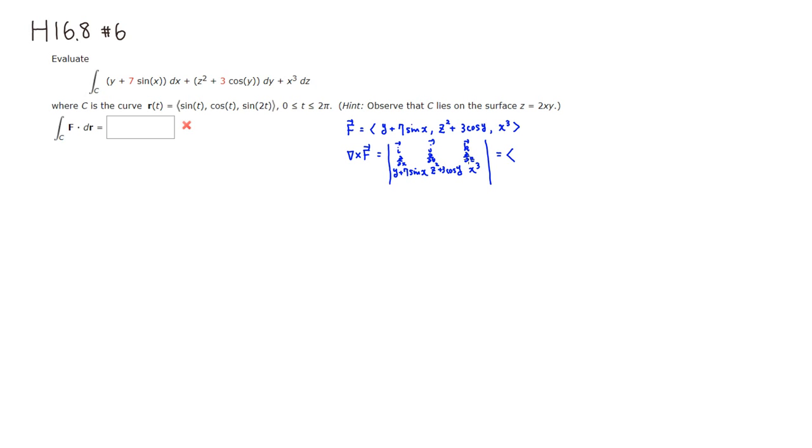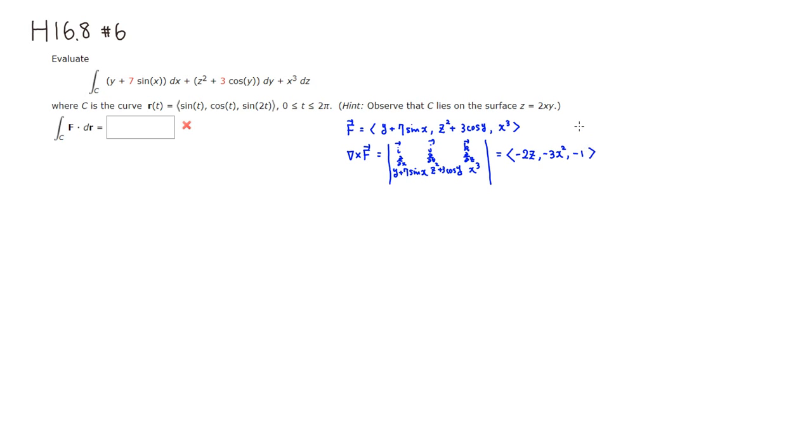Partial of this guy with respect to z would be 2z, so it's going to be minus 2z. The j component is going to be partial of this guy with respect to z, which is 0, minus partial of x cubed with respect to x, which would be negative 3x squared. Then the last component will be partial of this with respect to x, which is 0, minus partial of y plus 7 sine of x with respect to y, so it's going to be negative 1.